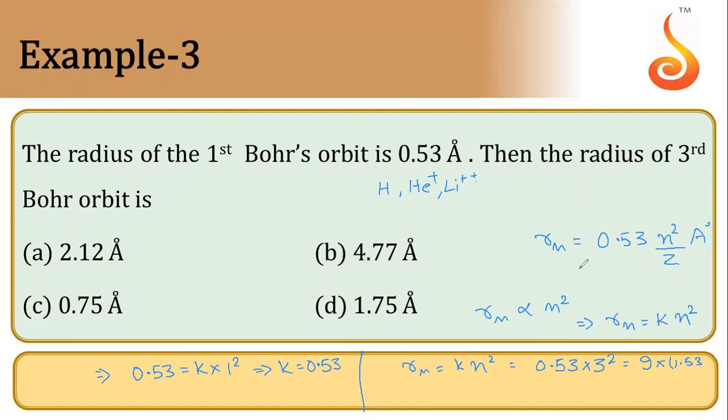If you want, you can directly use the formula also, because if you substitute n equals 1 and z equals 1, the radius of the first orbit comes as 0.53, which is mentioned in the question, meaning it is a hydrogen atom. Then the radius of the third orbit will be 0.53 into 3 square by 1 angstrom. So you'll get the same answer from both methods. Let's move to the next one.